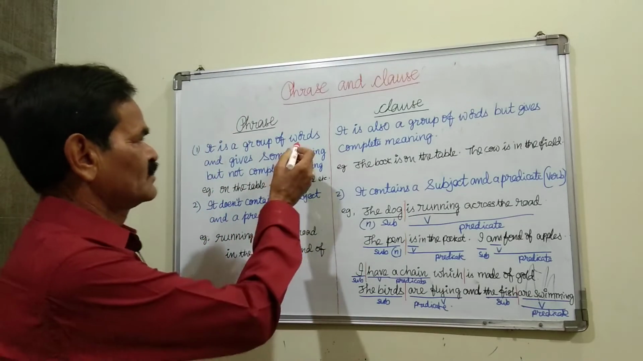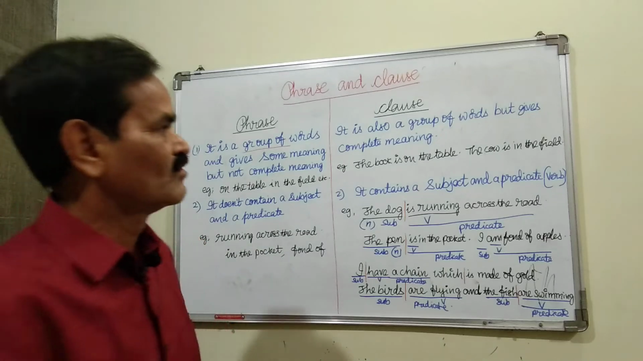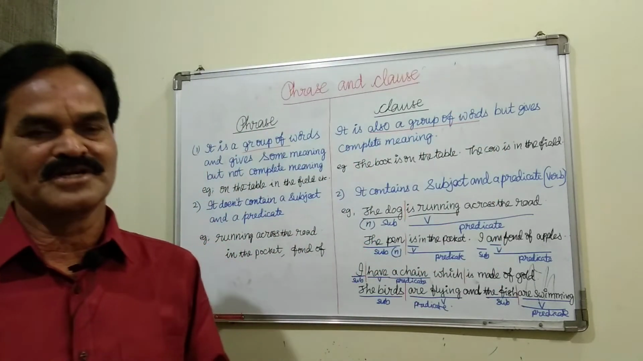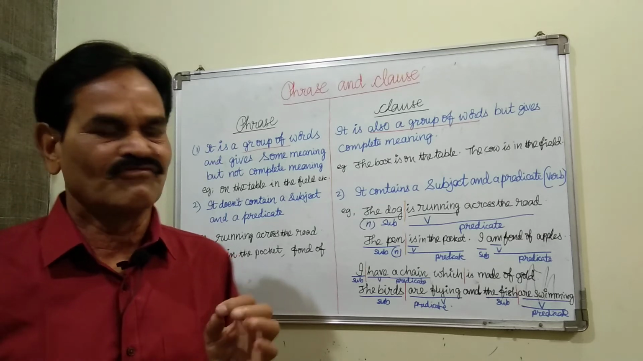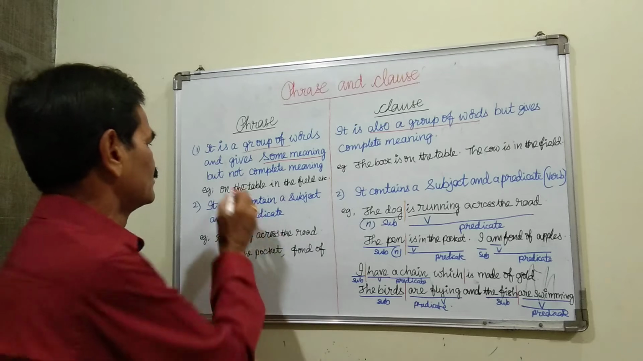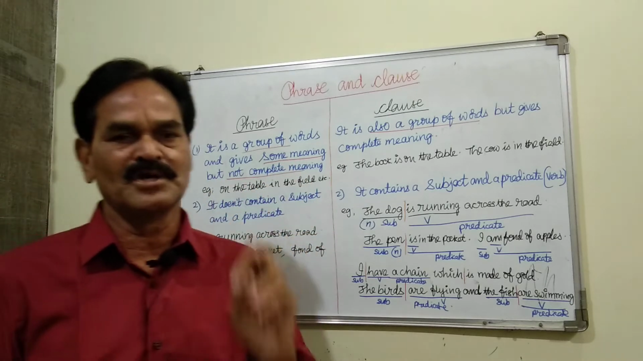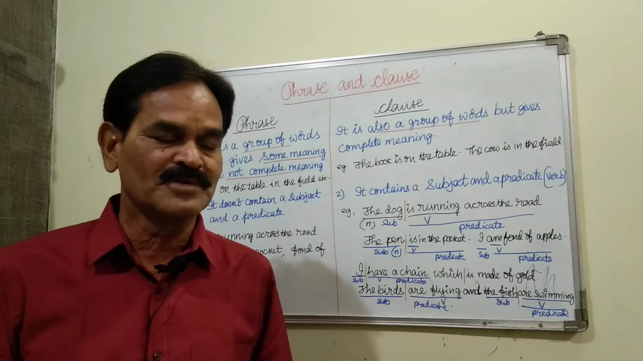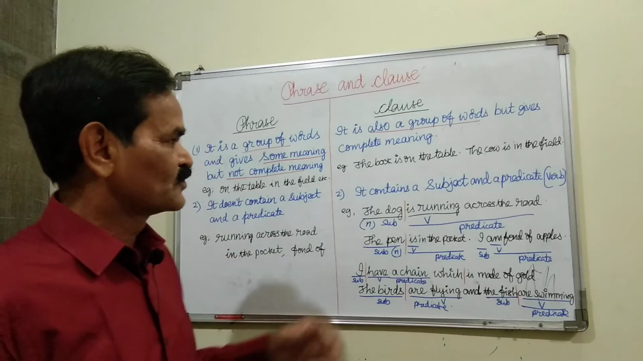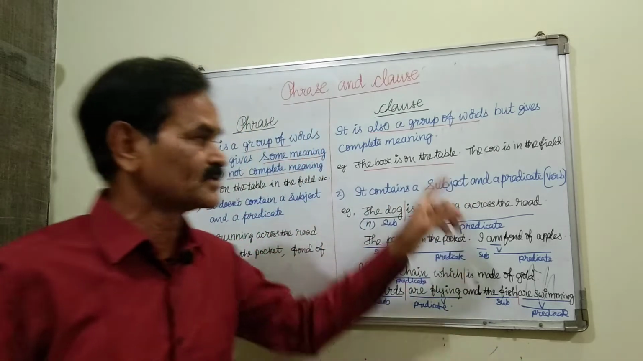A phrase is a group of words. A clause is also a group of words. But what is the difference between phrase and clause? A phrase gives some meaning but not complete meaning. For example, on the table. What happened on the table? It doesn't give complete meaning. But if you say the book is on the table, it gives complete meaning, that is a clause.